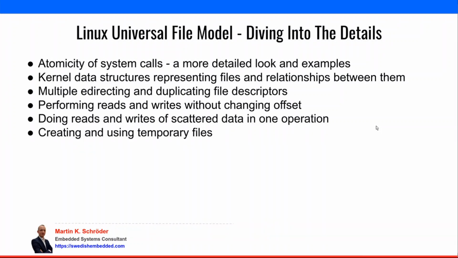So for example, if you have multiple buffers or multiple structures that you want to write in a single contiguous block of data into the file, you can use specific system calls for that and avoid making multiple system calls. And you also get the benefit of atomicity, that the data is written as a single operation. We're also lastly going to look into using temporary files and creating a temporary file name that is guaranteed to be unique. So let's get started.